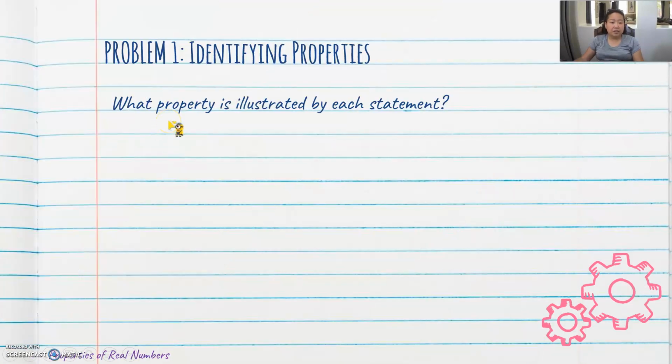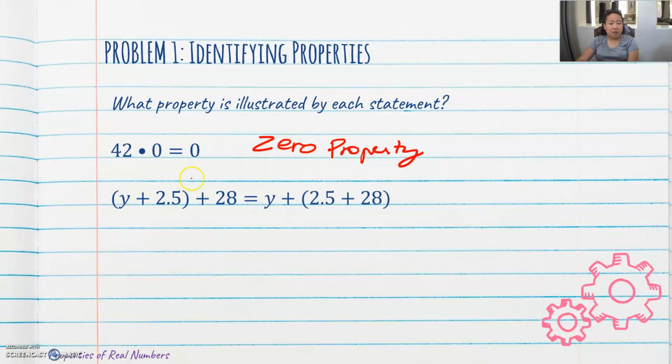So what property is illustrated by each statement? We have 42 times 0 equals 0. Well, because the answer is 0 here, then we know that this is going to be the zero product property. Okay. Next, we have the group of y plus 2.5, plus 28, is equal to y plus the group of 2.5 and 28. Now, as you can see, your grouping got switched, and so this is our associative property.